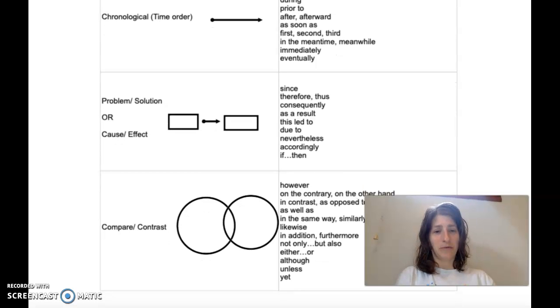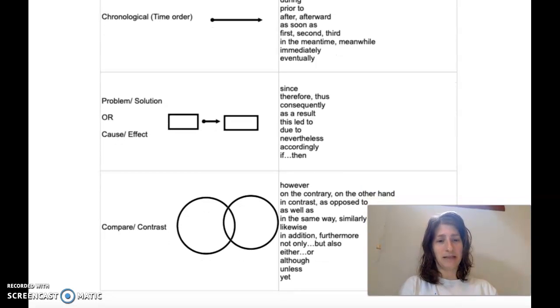Here's my last group of words. Let me move this a bit. Compare and contrast. You might know this as the Venn diagram, the two circles that go over top of each other. What's the same is in the middle. What's different is on the outside edges. Some of those words are transitions that show it's different.